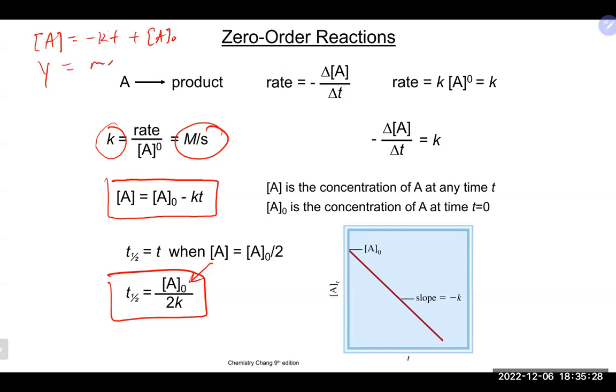Y equals mx plus b. So our linear relationship is we graph the concentration of A on the y, time on the x, which will give us a linear slope. Where it is negative, it will equal the rate constant.